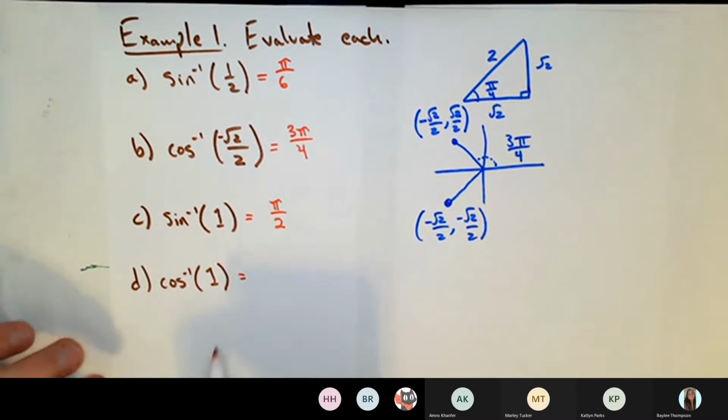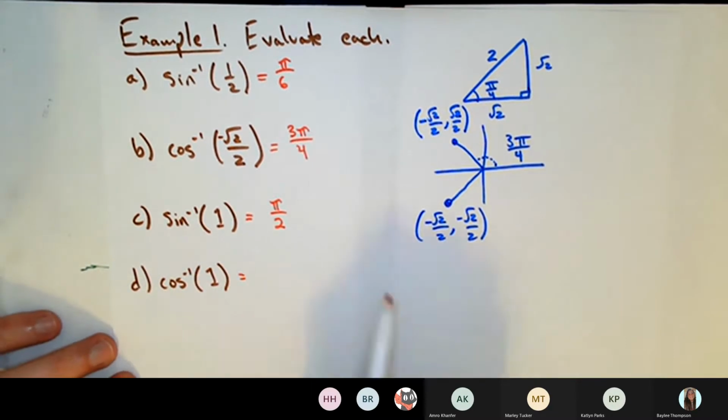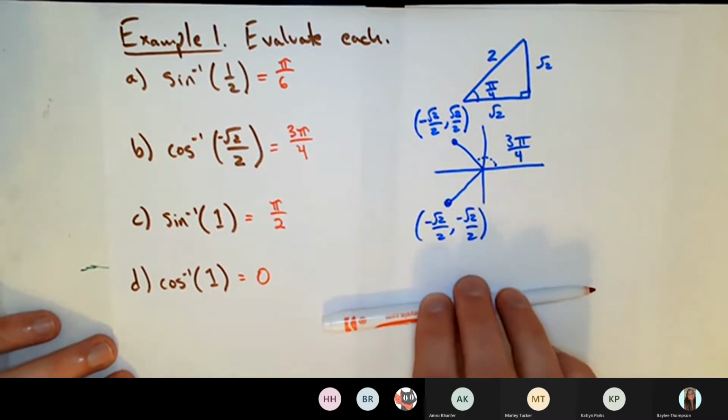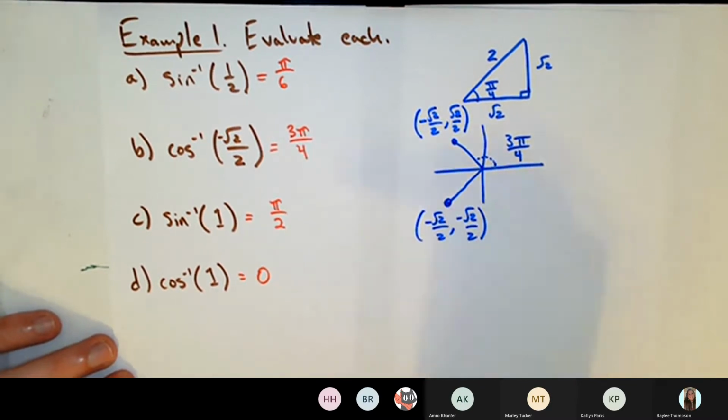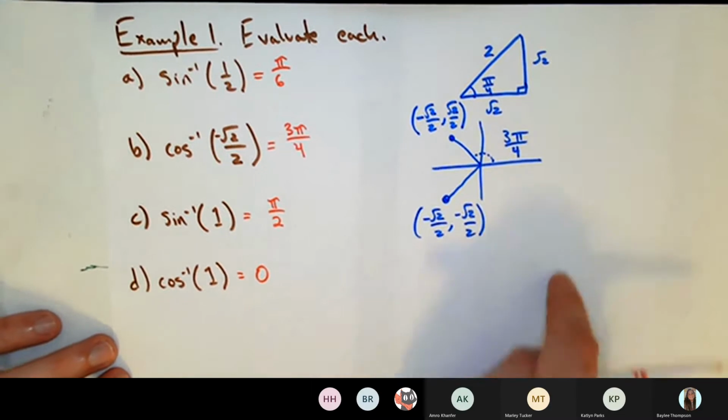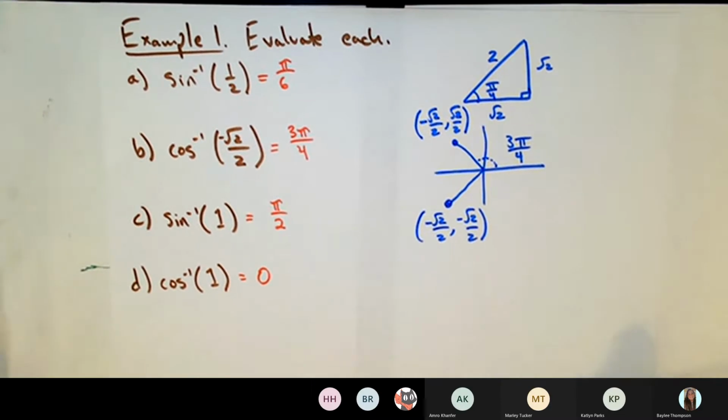What about cosine inverse? So now we're looking for an x value. Looking on your unit circle, look for a coordinate point where the x value is 1. What angle are we at? Well, at 0, right there on the x-axis. Not -1, right? -1 would be all the way on the other side. Okay.